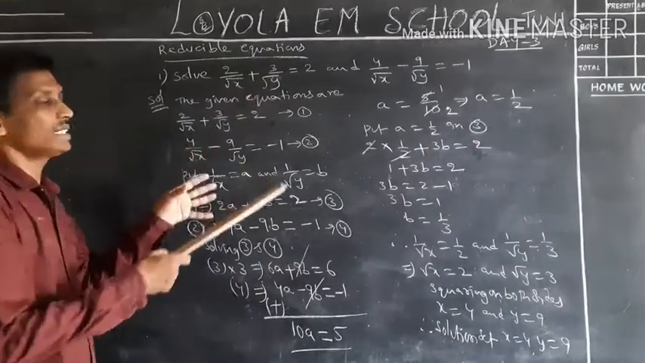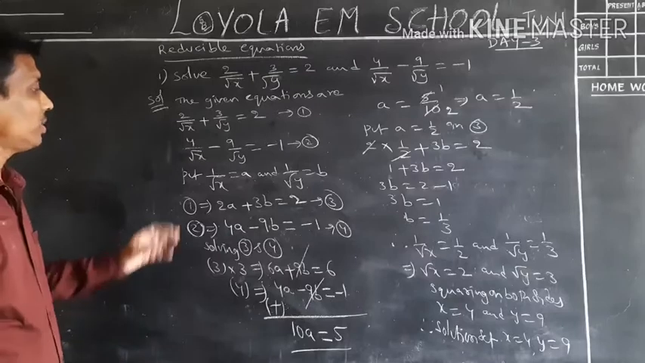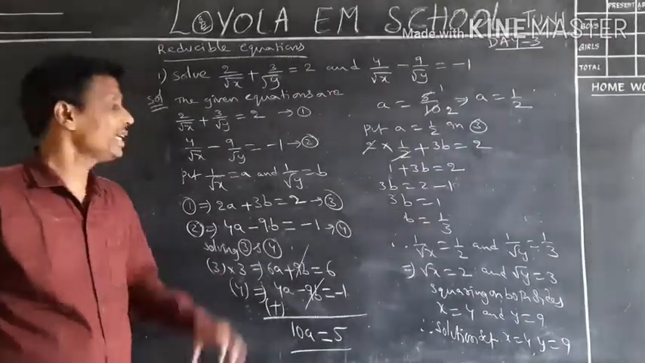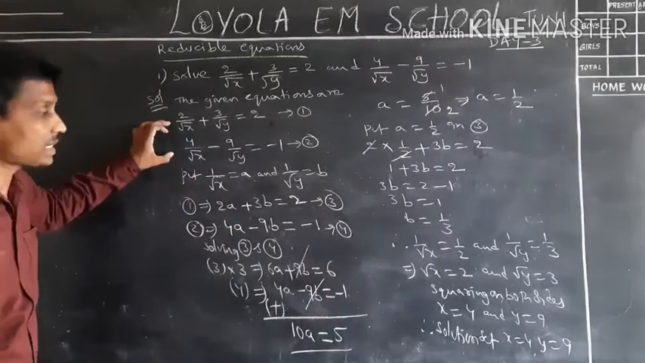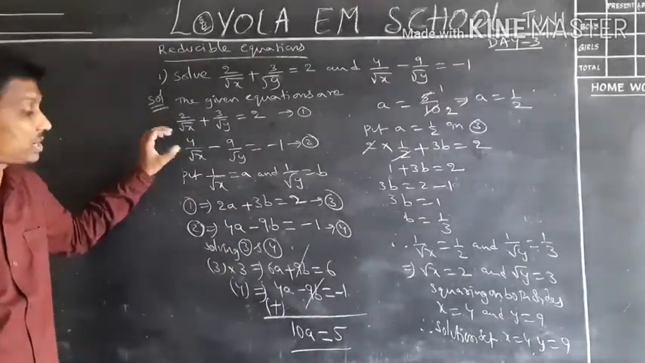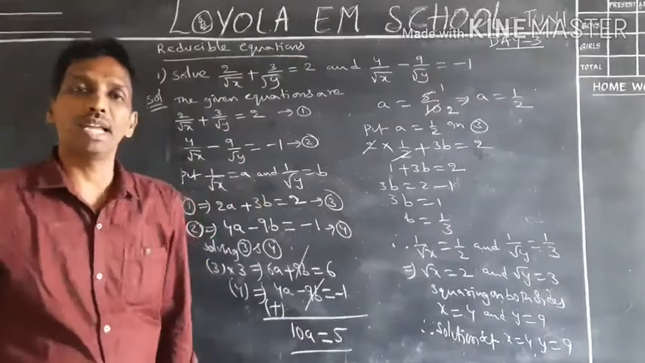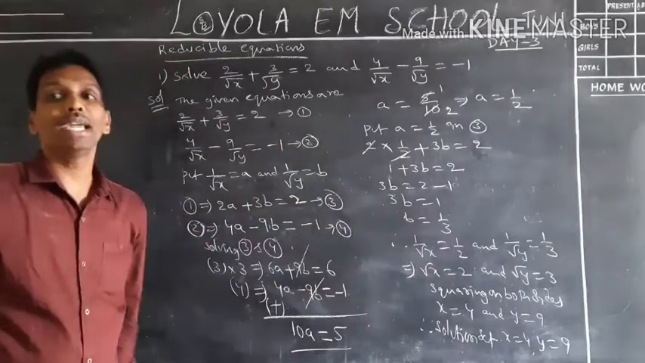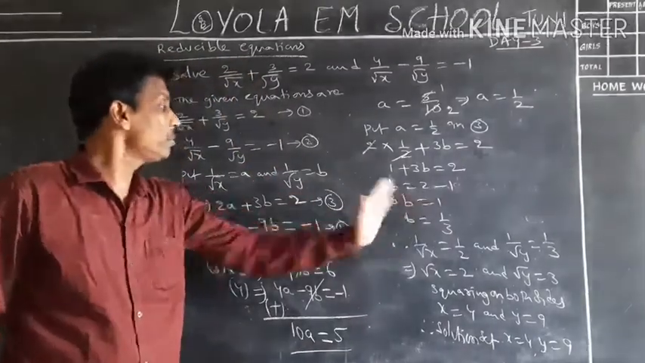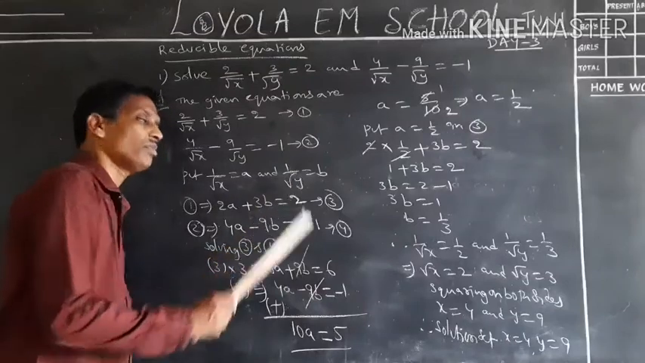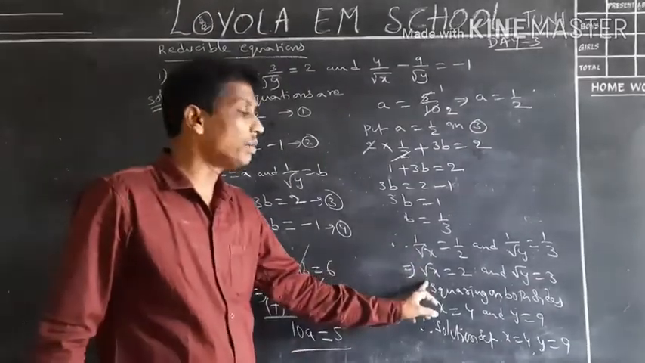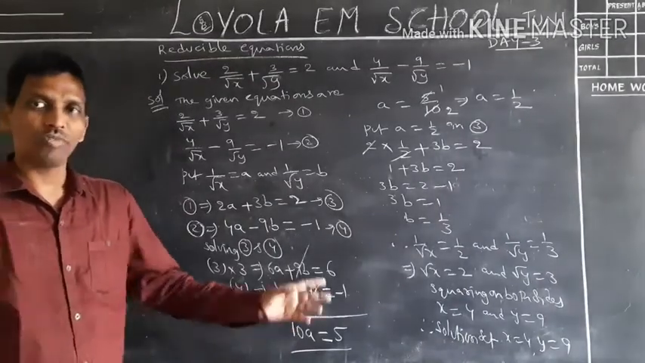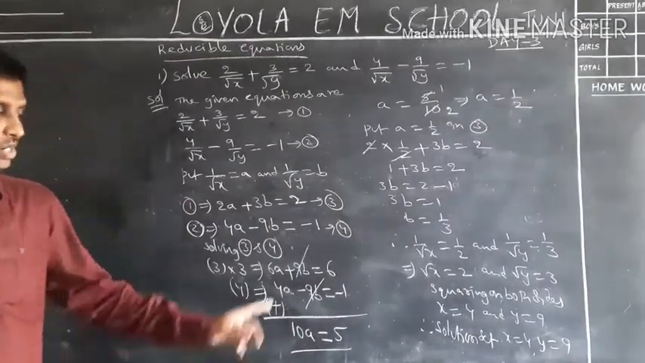So at first we are writing the given equations and then we have to substitute 1 by root x is equal to a and 1 by root y is equal to b. The given equations in x and y variables will be converted in terms of a and b variables. On solving these two equations we get a and b values. Again, a and b values we are equating to 1 by root x and 1 by root y, and from that we came to know root x value and root y value. By squaring on both sides, finally we get the conclusion, that is x value.